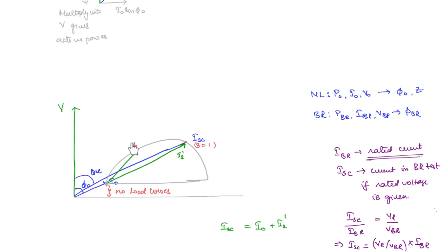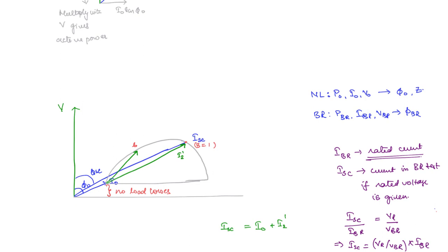If S is equal to 0, what will happen? I2 dash is 0. In no load test, I2 dash is 0. So this will be the point of S is equal to 0. This is the point of S is equal to 1. So what are all the values of S here? It will be between 0 to 1. That means this is the motoring region, and beyond this, this is going to be the braking region.